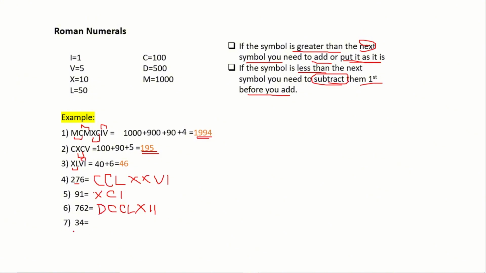Lastly, 34. We can put X: 10, 20, 30. We have 30 already, then 4. Then, yeah, so we already have the solution here.